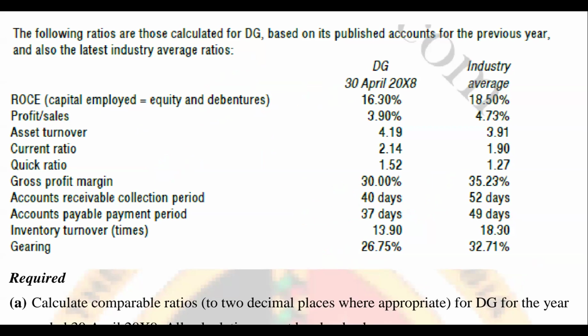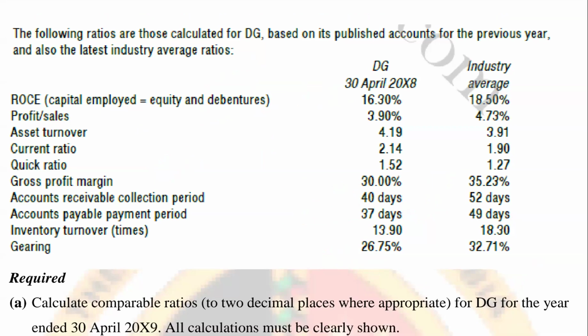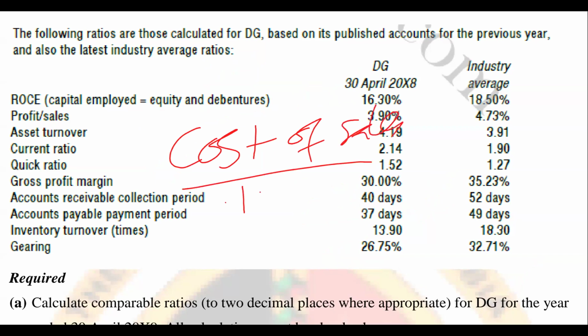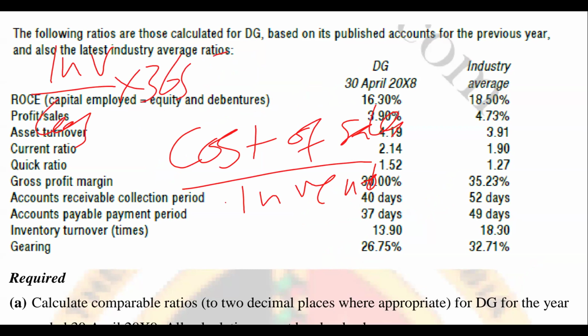Let's go to, which one is which now? The inventory turnover times. Inventory turnover is cost of sales divided by inventory. They have said turnover. If they had said the inventory days, you could have flipped the equation and said inventory over cost of sales times 365 days. But they have asked for inventory turnover times. So you flip the equation like that.